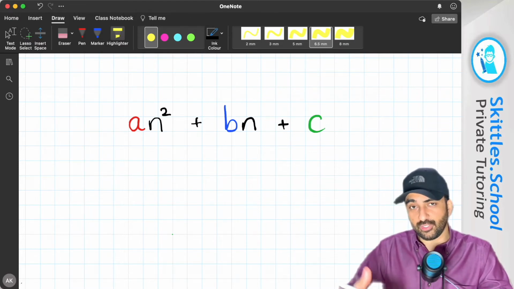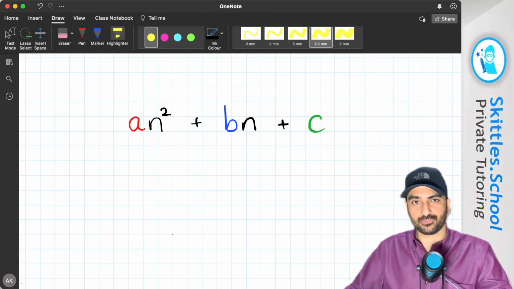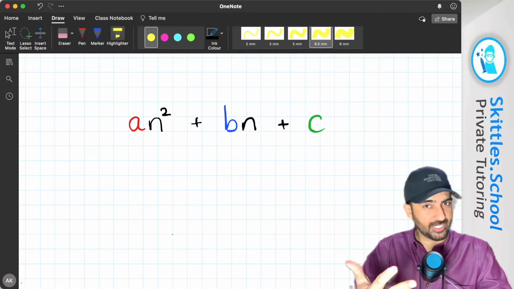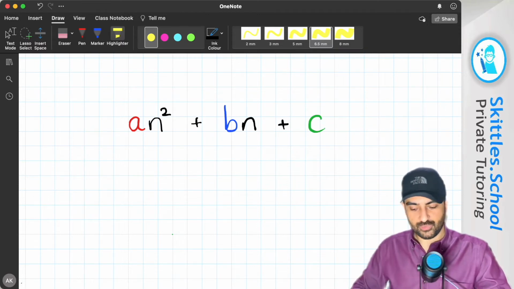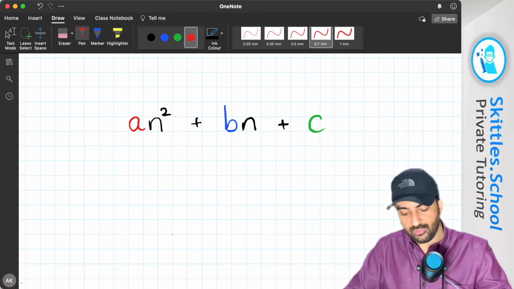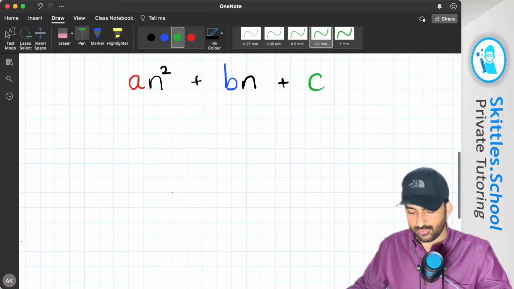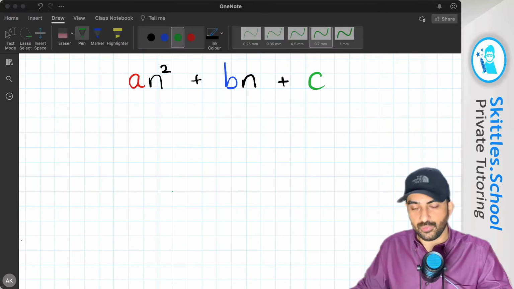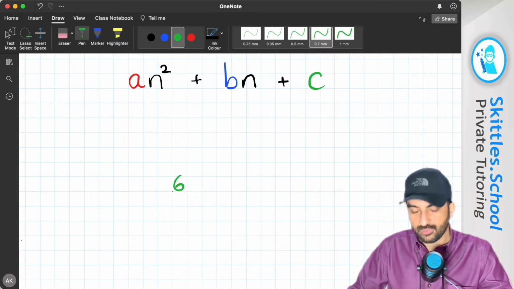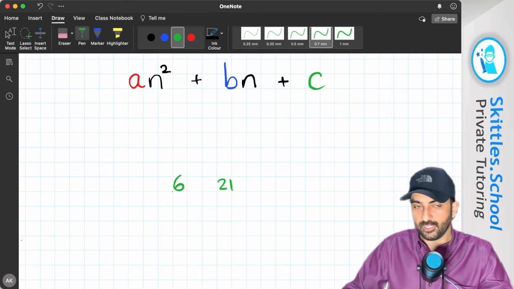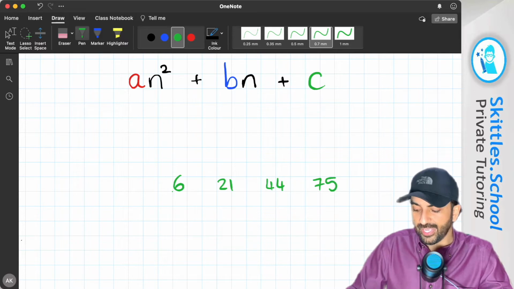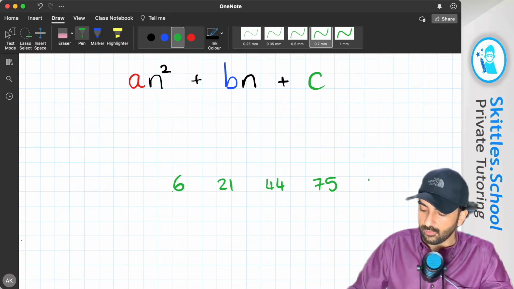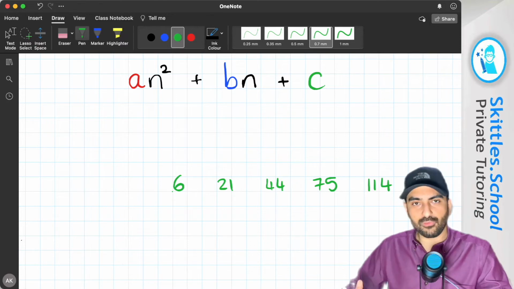Now, because this is in terms of n, we know that n is going to stay as it is. We are going to have to work out a, b, and c so we can substitute it in. So let's start by writing out the original sequence. So the original sequence went something like this. It was 6, 21, 44, 75, and 114. So now we've got our original sequence.